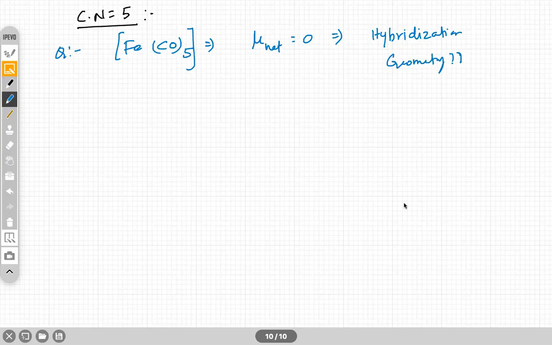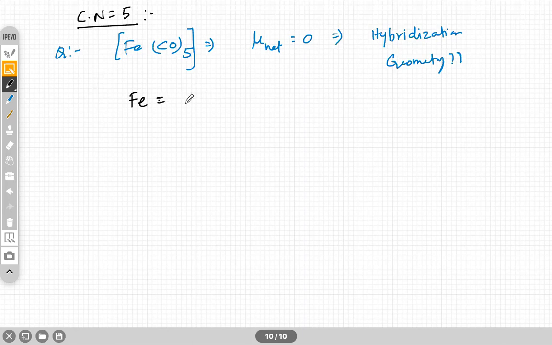Square bipyramidal. CO is a strong ligand, correct? Yes. What is the geometry, Pratham, you are getting? Okay, see this. Obviously, the oxidation state is zero, and iron has 26 electrons.